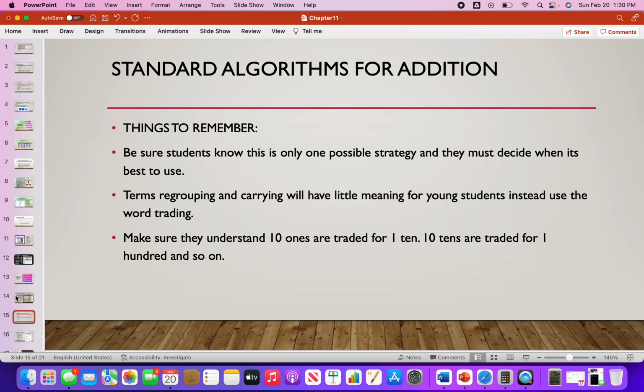Standard algorithms for addition, things to remember. Be sure your students know that this is only one possible strategy and that they must decide when it's best to use. Terms regrouping and carrying will have little meaning for young students. Instead, at first, try using words like trading. Make sure they understand 10 ones are traded for 1 ten, 10 tens are traded for 100, and so on.